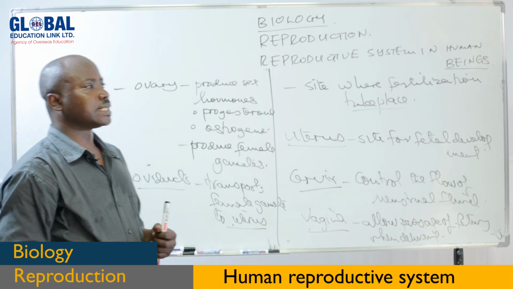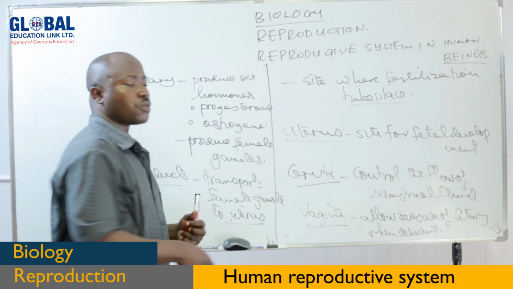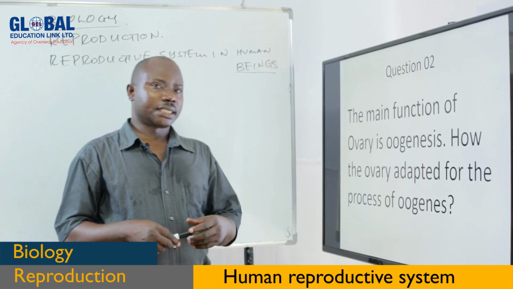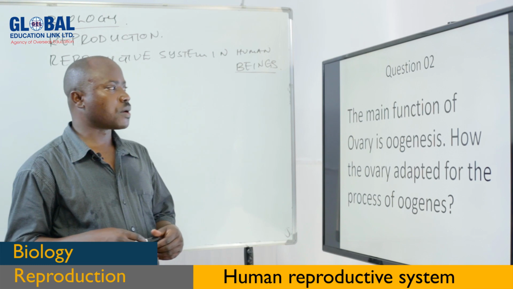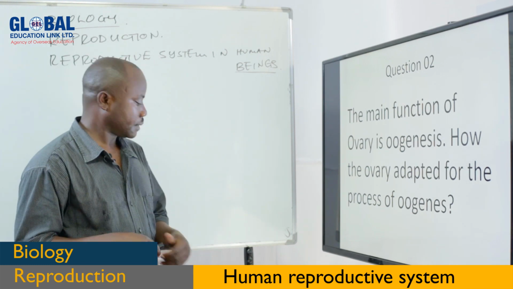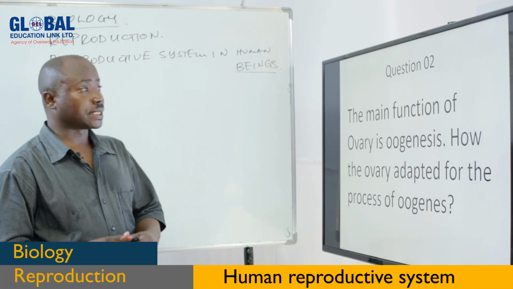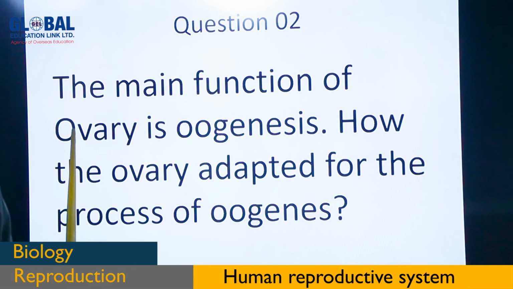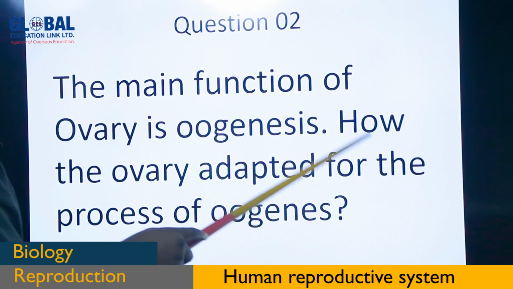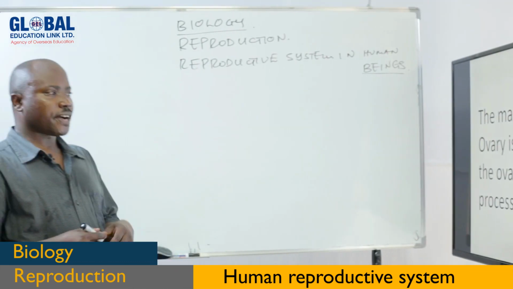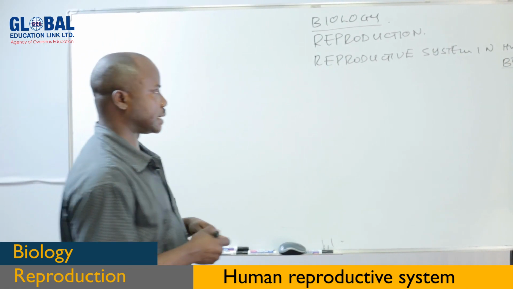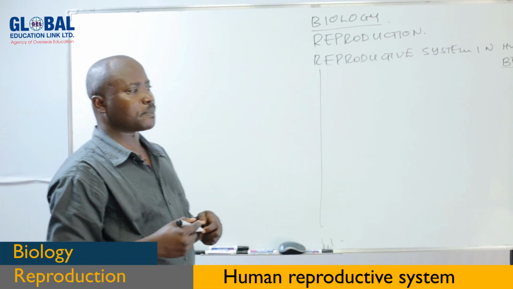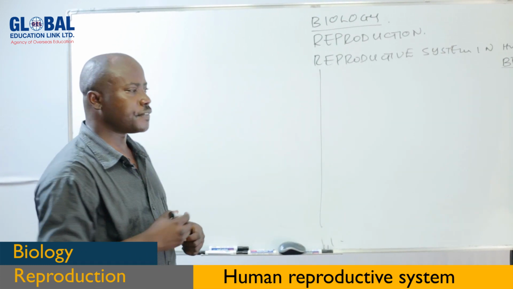Let us see the second question that can arise from the female reproductive system and how this question can be answered. This question reads as follows: the main function of the ovary is oogenesis. How is the ovary adapted for the process of oogenesis? It means the ovary is adapted for oogenesis by having some important features.